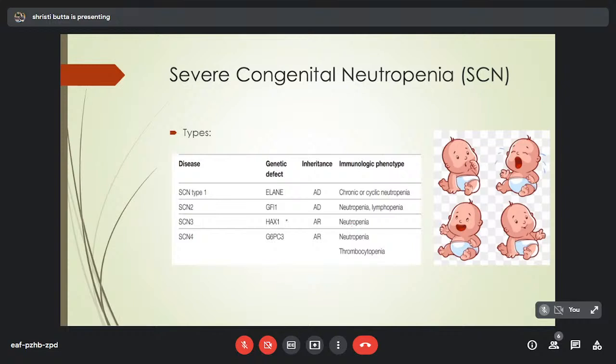On the other hand, we have severe congenital neutropenia type 4, where the defect lies in the glucose 6-phosphatase catalytic subunit 3. This is an autosomal recessive disorder and patients present with neutropenia together with thrombocytopenias. Now let's go into it one by one.